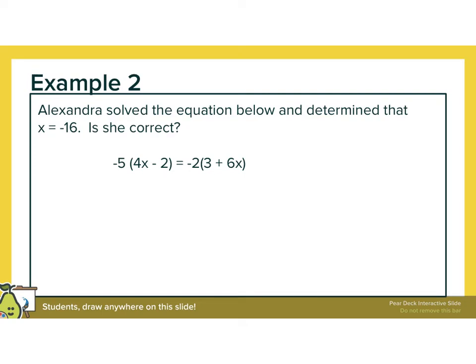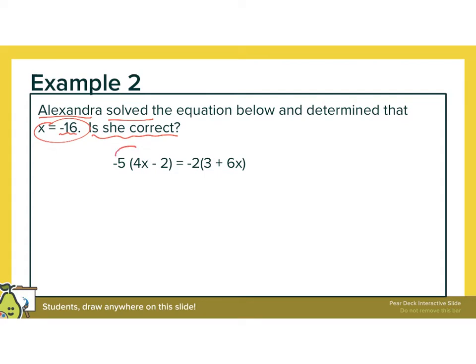Okay, so for example 2, now we have a word problem. Alexandra already solved it, and she got x equals negative 16. Is she correct? Well, there's two ways to do this. You can just solve it and see if you get the same answer, or you could check it. You would check by plugging in a negative 16 for all of your x's. That's kind of a big number to multiply by, so I'm just going to solve it and see if I get the same thing, because I'm pretty good at solving.